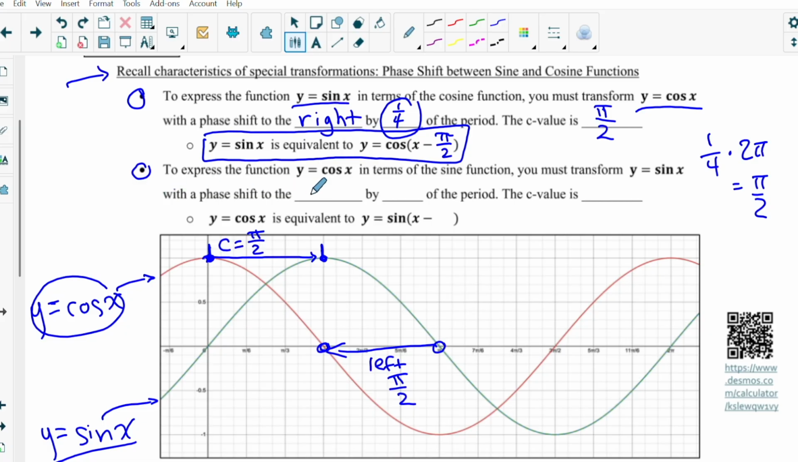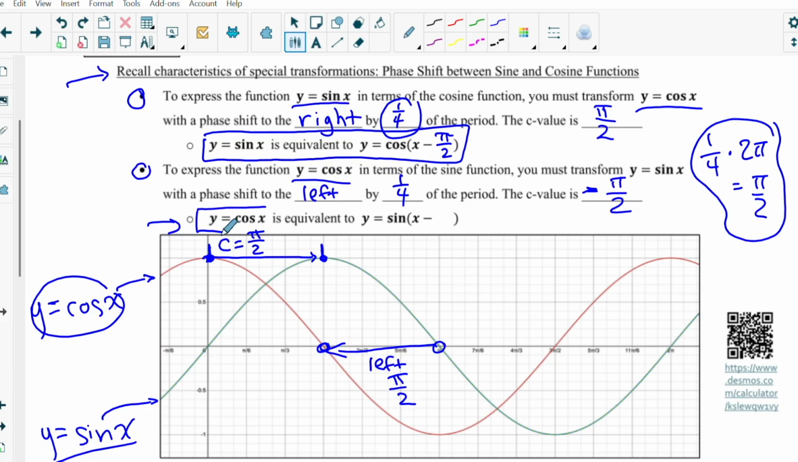So to express the function y equals cosine of x in terms of the sine function, you must transform y equals sine of x with a phase shift to the left by 1/4 of the period. Again, for this same reason here. 1/4 of the period happens to be pi over 2, but since it's to the left, the c value is negative pi over 2. So y equals cosine of x is equivalent to y equals sine of x minus negative pi, or plus pi over 2. Okay, remember that.